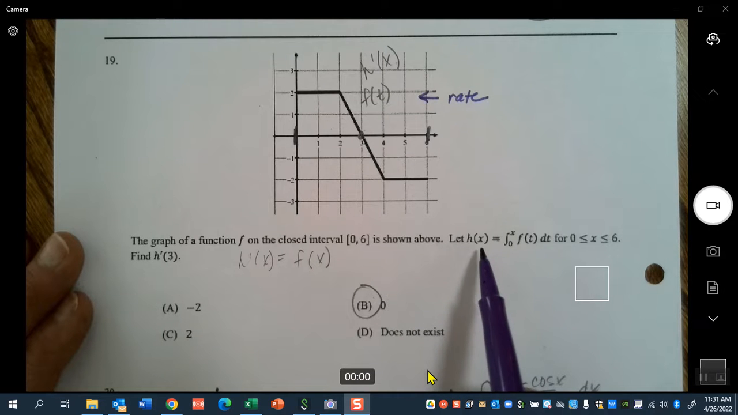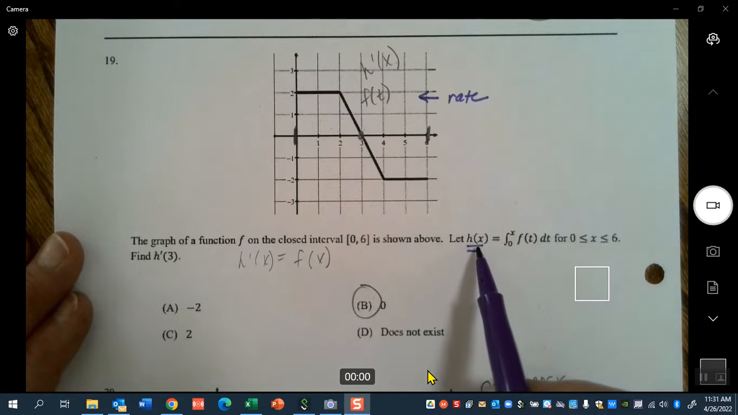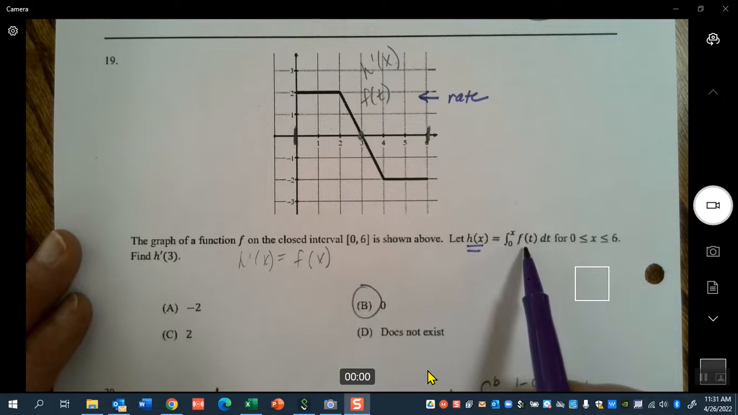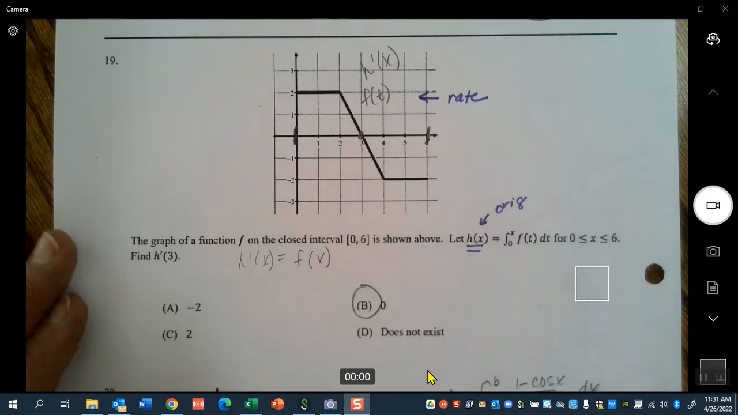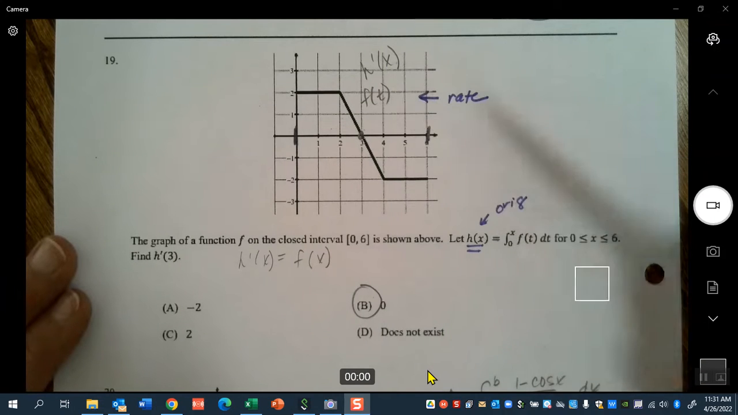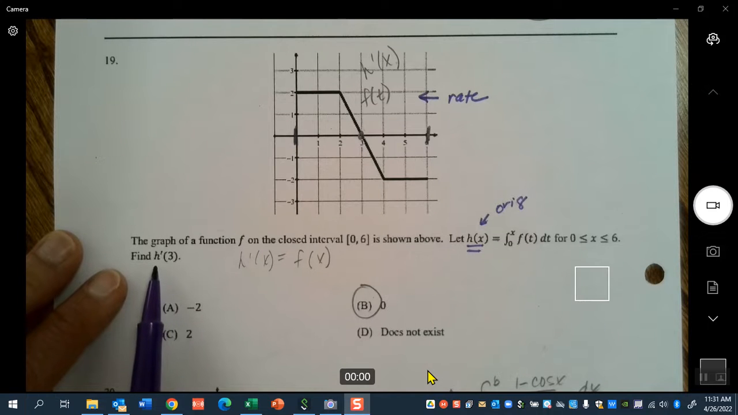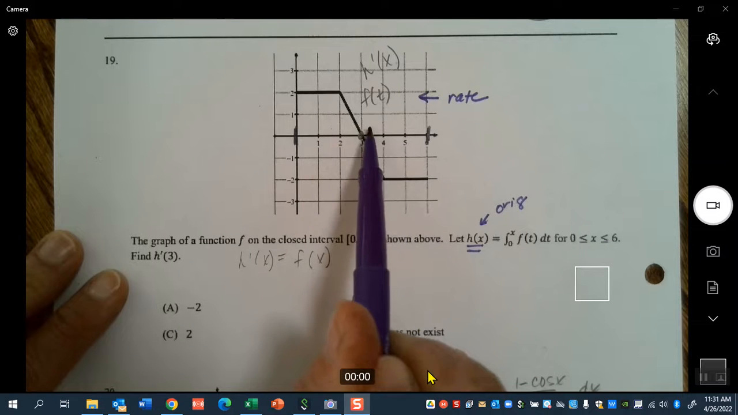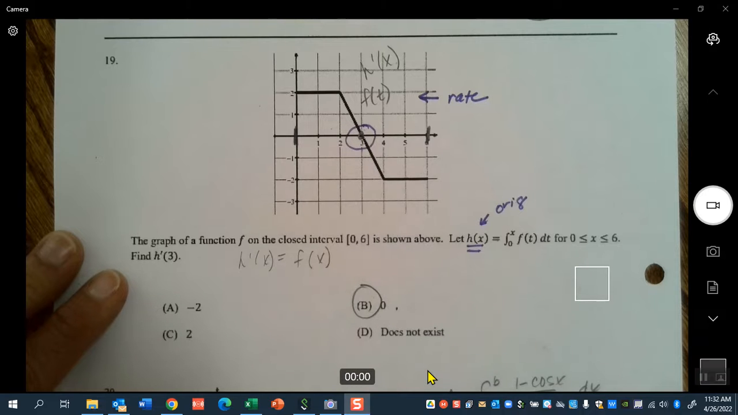So when I'm looking at my original function h, let h equal the integral of this graph. So this is my original, h of x is my original, h prime or f of t is my rate. It wants to know, find h prime of 3. This graph is my rate. There's h prime of 3. 3 goes in and 0 comes out.